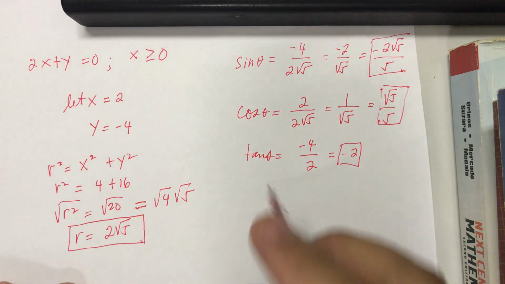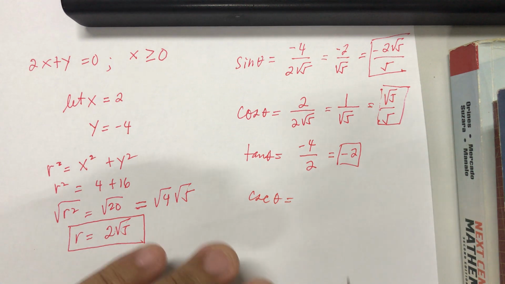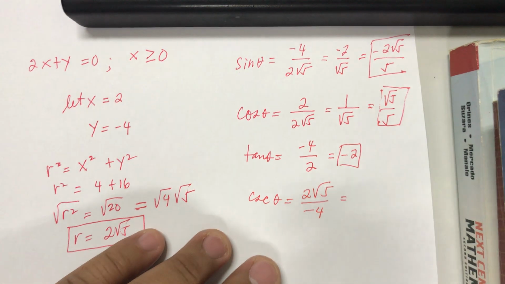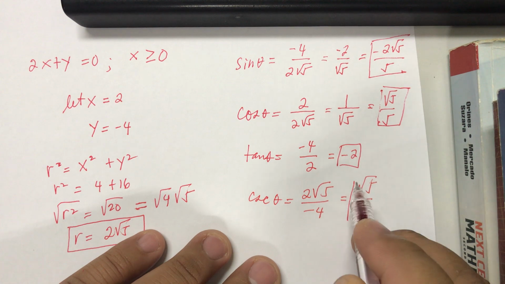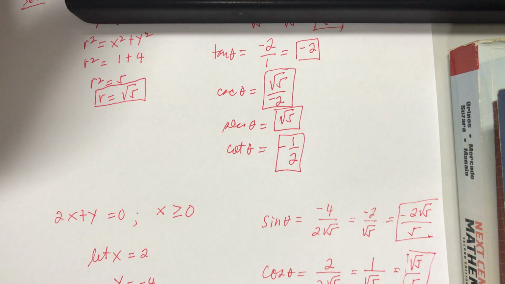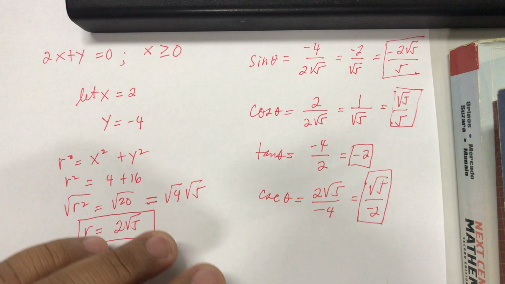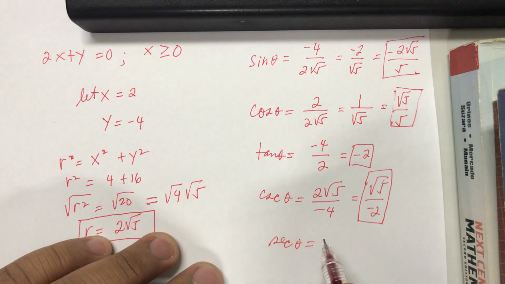Moreover, cosecant theta, which is the reciprocal of sine theta, would be 2 square root of 5 over negative 4. So that's square root of 5 over negative 2. Same value. Next, secant theta. That's square root of 5, which is the reciprocal of cosine.